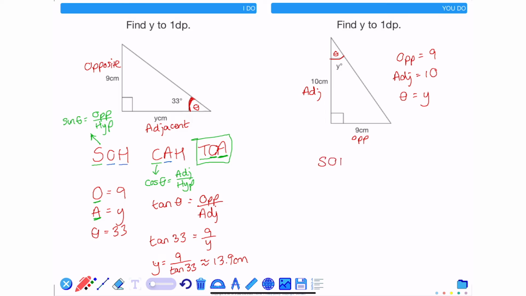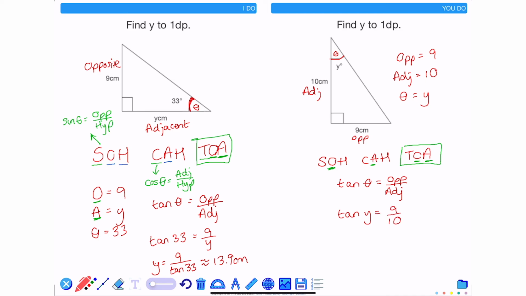Looking at the abbreviation Soh, Cah, and Toa, of the three, in Soh I have only got O, in Cah I've only got A, and in Toa I've got the opposite and the adjacent as part of my working. So it's TOA that I will use for this question, because it's the one that has the most information. So tan theta is equal to the opposite divided by the adjacent. Substituting in the information, tan y is equal to 9 divided by 10.